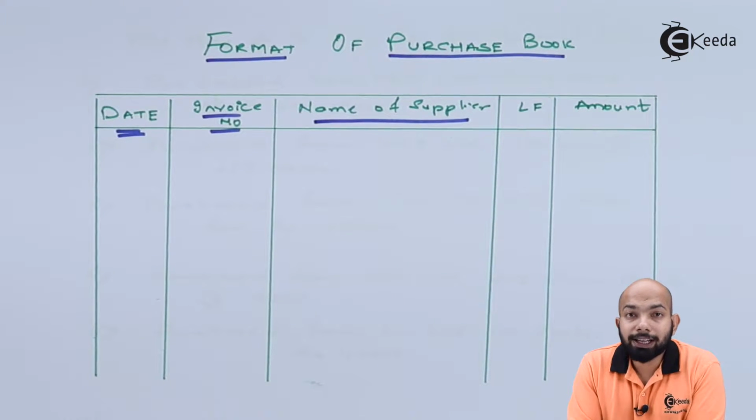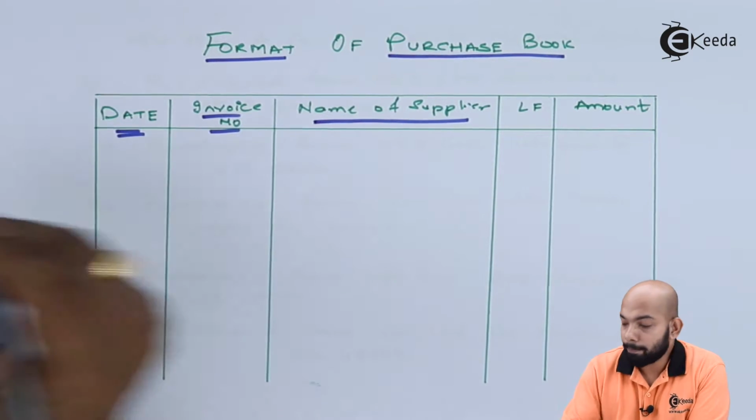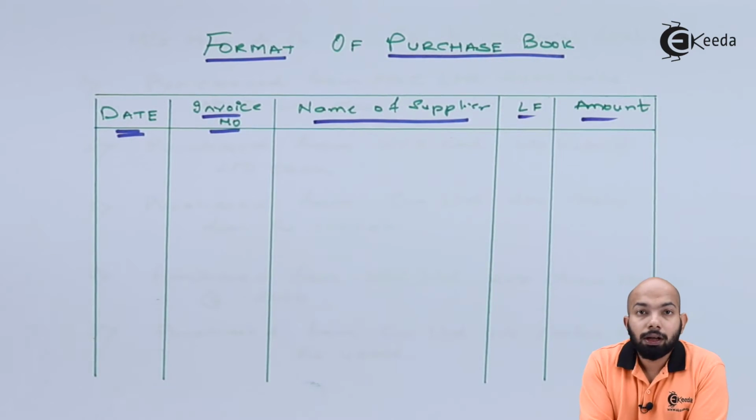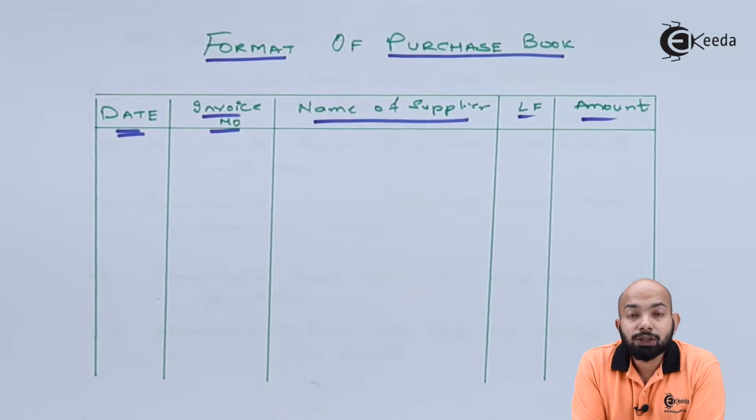The fourth column will be the ledger folio. That means the number of the ledger from which it has been taken into this category. And the last column will be the amount. So this is the specific format that you need to follow whenever you're preparing a purchase book. Post this, if you have to prepare any illustration or any transaction, you need to go through this specific format itself.